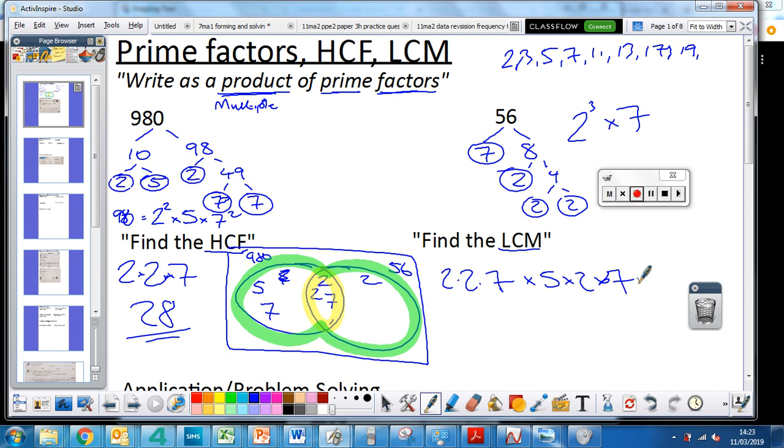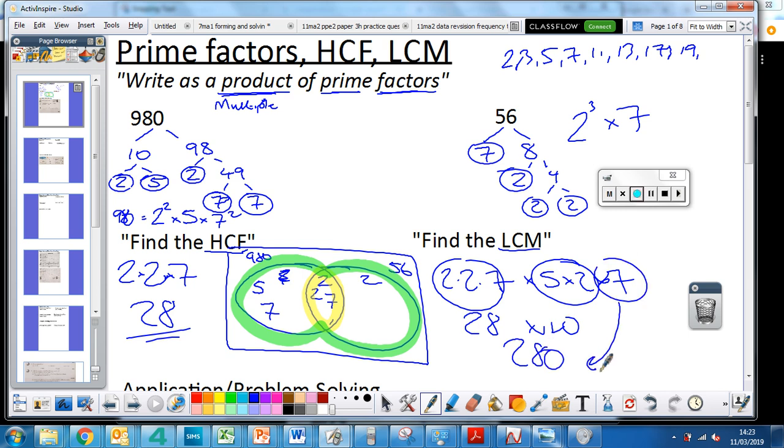And that should work out for us the lowest common multiple. Now we said 2 times 2 times 7, we said that was 28, didn't we? Okay. And then we've got 5 times 2, that's another 10. So that now becomes 280. And now we need to multiply by a 7. So 7 lots of 280.